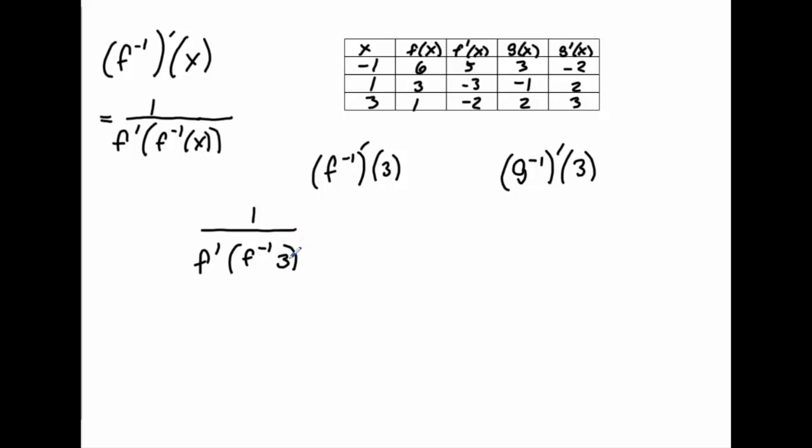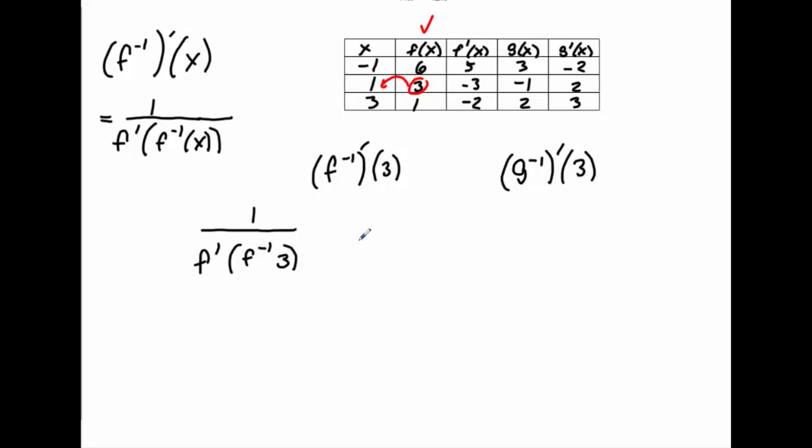So when you see this, all you're going to do is go back and look for where the y value is 3 for the original function. So we're going to come down through here, find the value of 3, and then go over and see what the x value is, which in this case is going to be 1.